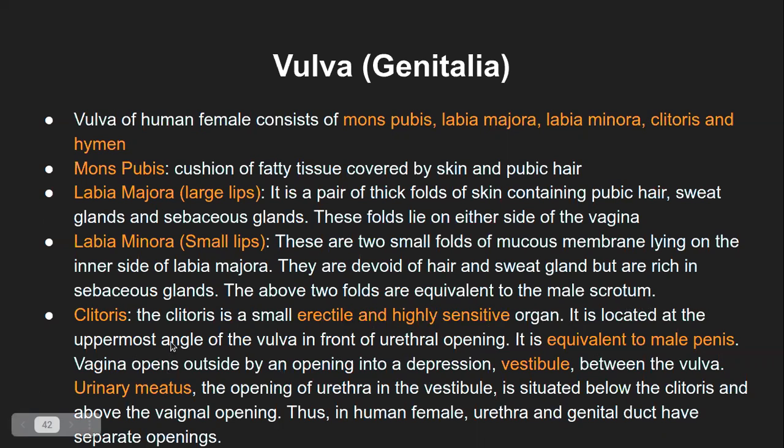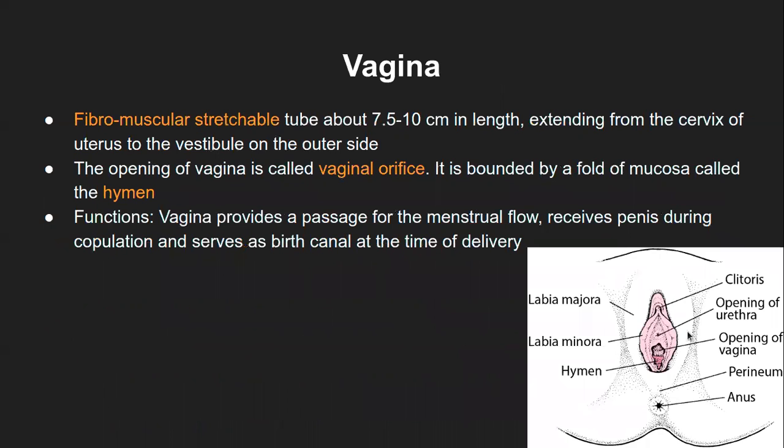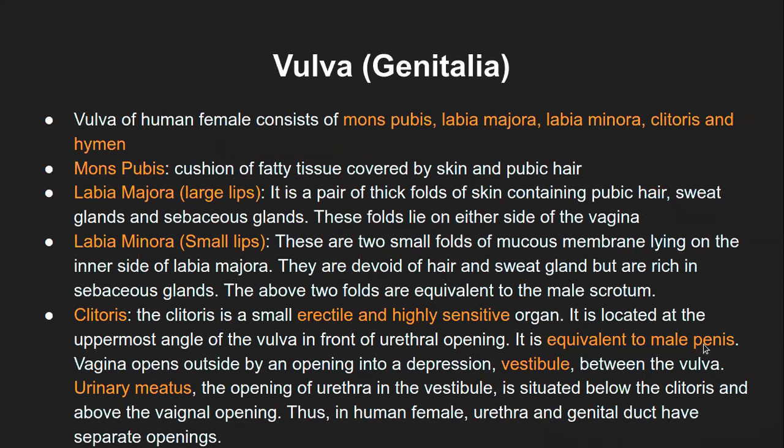It is located at the uppermost angle of the vulva, that is at the front side on the top part, in front of the urethral opening. Like I had shown in this diagram, this is where the clitoris is located. Then you have the urethral opening, and when you go down or to the back side, the vaginal opening, and then the hymen. So that's how the structural arrangement is. It is equivalent to the male penis, not the whole penis but rather the glans penis, because of the nerve sensation and being highly sensitive to any stimulus.